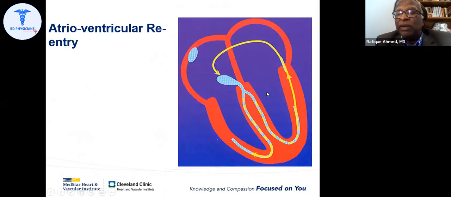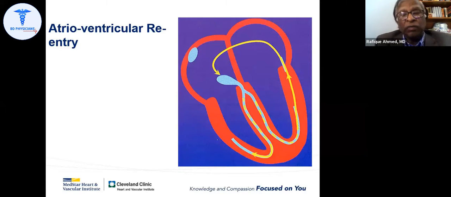It takes time to come back. You see, when the reentry is in the AV node, it comes to the atrium very quickly, and that's why the P wave is very close to the QRS complex. But when it comes through the accessory pathway, depending on where it is, if it is a lateral pathway, it will take much longer. The P wave will be in the ST segment, just like in this case, resulting in short RP tachycardia. So this is atrioventricular reentry.